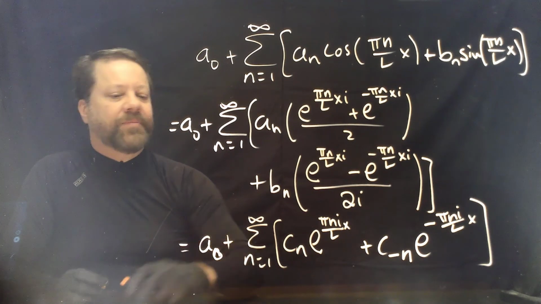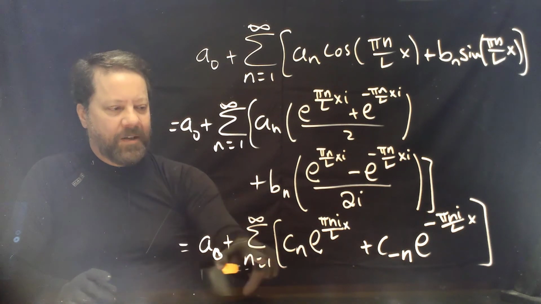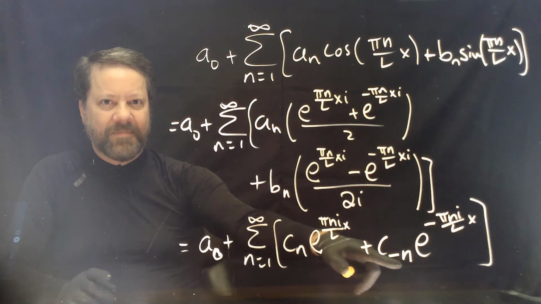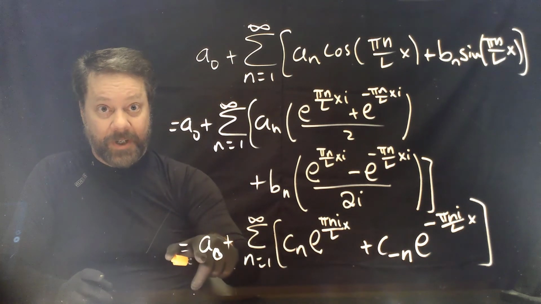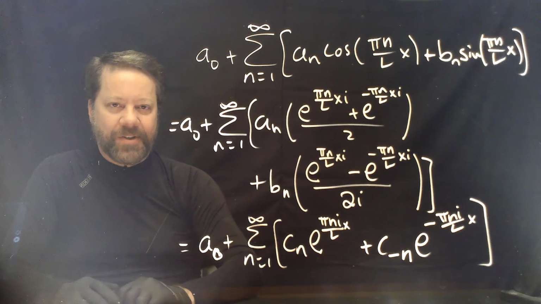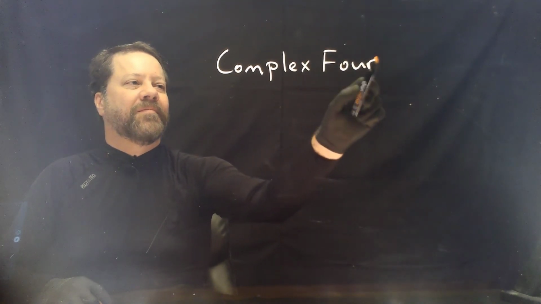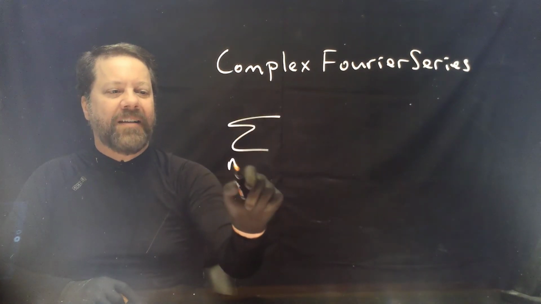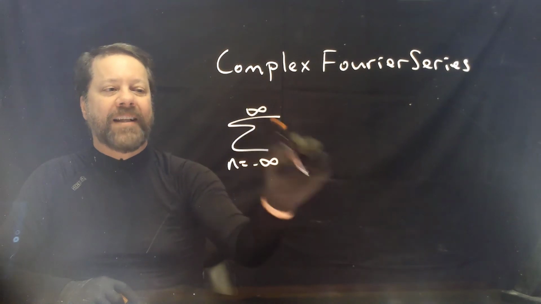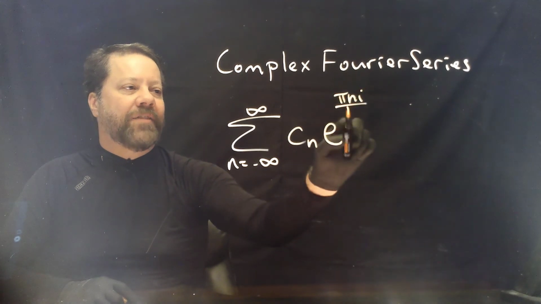To give you a clue, we can combine these and this a0 by summing not from 1 to infinity, but from negative infinity to infinity. This will give you the negative terms, this gives you the positive terms, there's a 0 term. Why not include all integers instead? The complex Fourier series will have the form the sum, as n goes from minus infinity to infinity, of cn e to the pi n i x over L.